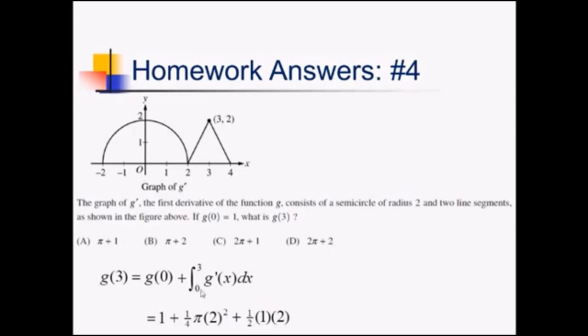So we have to simplify this because they have simplified answer choices. So this is 1 plus, well, this is just going to be pi, 1/4 times 4 times pi. And this is just going to be 1. 1 plus pi plus 1 is 2 plus pi, or pi plus 2, either way. So that gives us answer choice B.